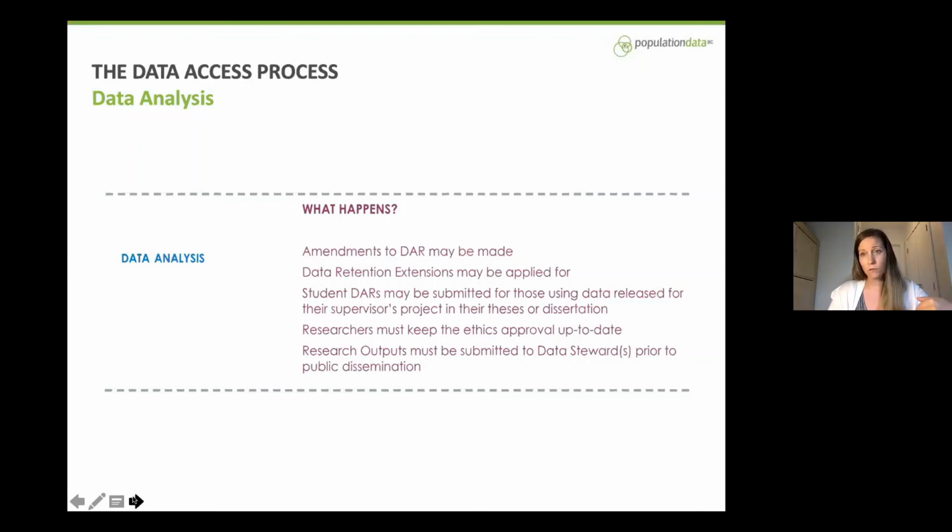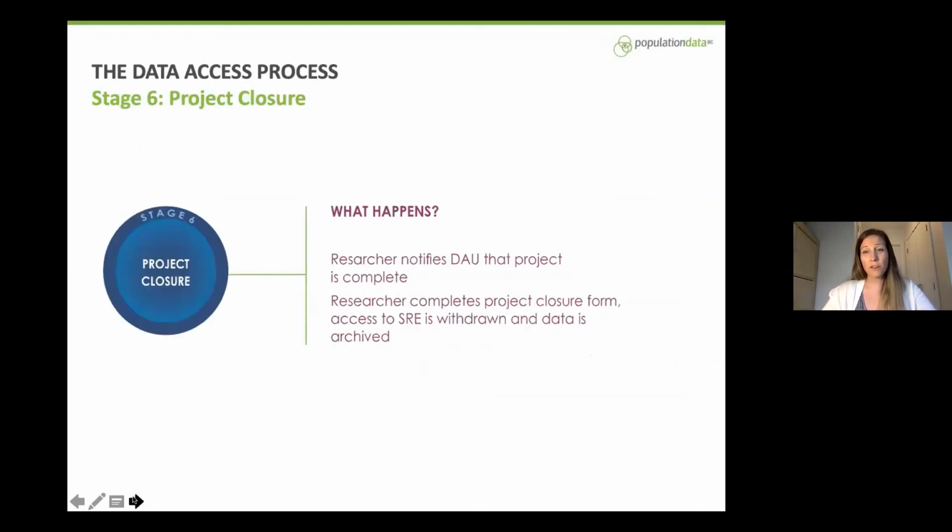And during the course of your research study, you'll have to keep ethics and funding up to date and have all those approvals in place. And then, as I mentioned, all of your research outputs that you want to put in manuscripts or reports will have to be vetted by data stewards prior to that. And then at the very end of your study, you'll have to archive the data, destroy any data that we deem needs to be destroyed, and then there's some other contracts that need to be signed. But that's what the whole data access process looks like.